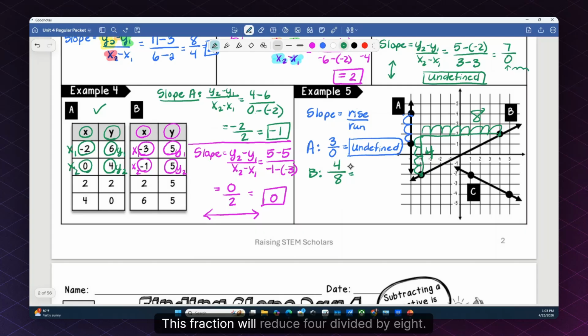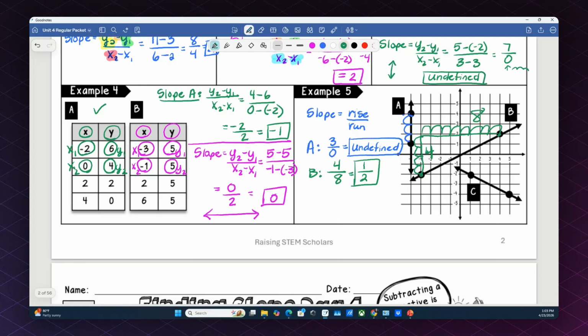This fraction will reduce, 4 divided by 8. Going back to when you first learned how to do fractions and you learned to reduce them, we've got to do the same thing here. So 1 divided by 2, same thing as 4 divided by 8. All right.